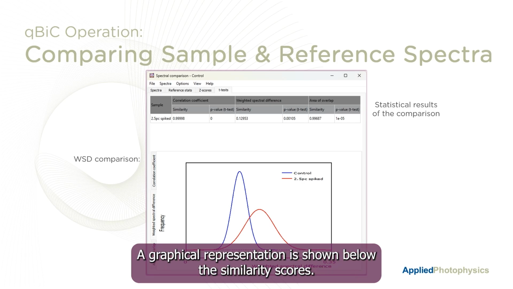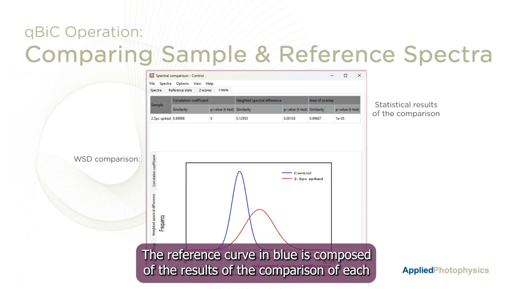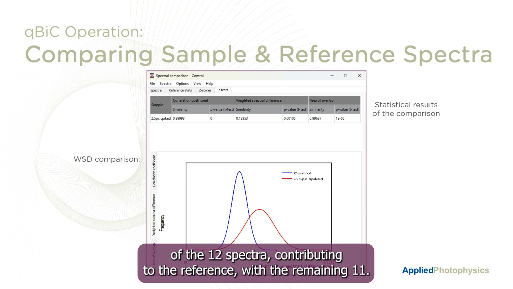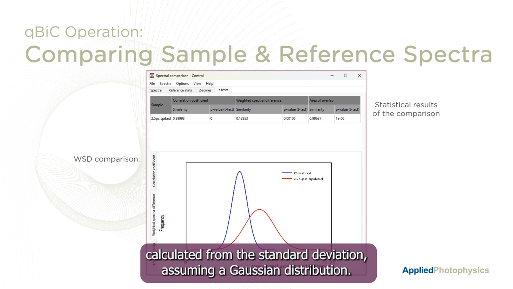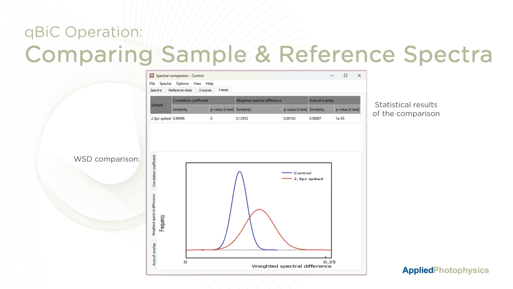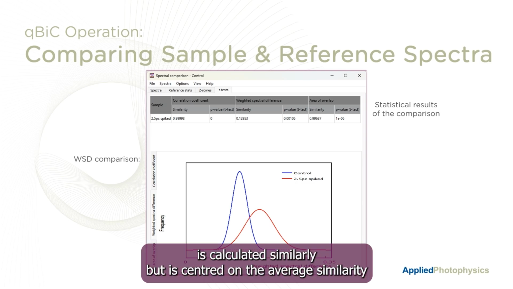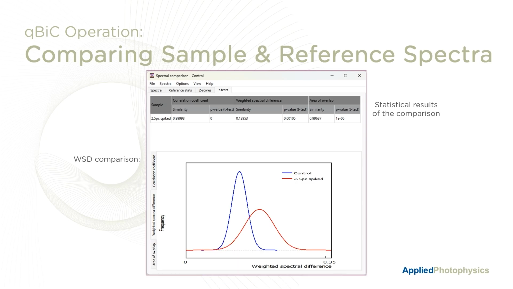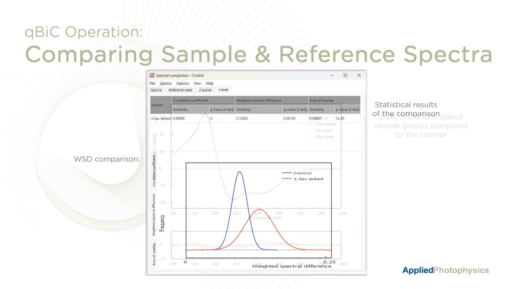A graphical representation is shown below the similarity scores. The vertical tabs are used to select the comparison method. The reference curve in blue is composed of the results of the comparison of each of the 12 spectra contributing to the reference with the remaining 11. The position of the peak is centered on the average score, whereas the spread is calculated from the standard deviation, assuming a Gaussian distribution. The sample curve, shown in red and labeled 2.5% spiked, is calculated similarly, but is centered on the average similarity score of sample data compared to the reference. The more closely centered the reference and sample curves are, the greater the probability of similarity.